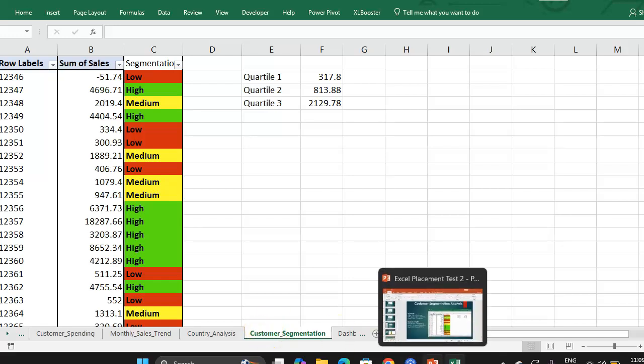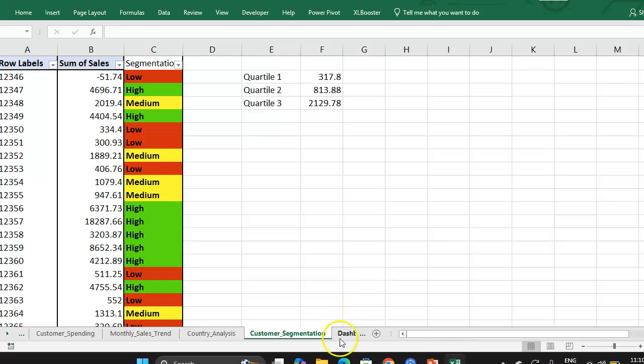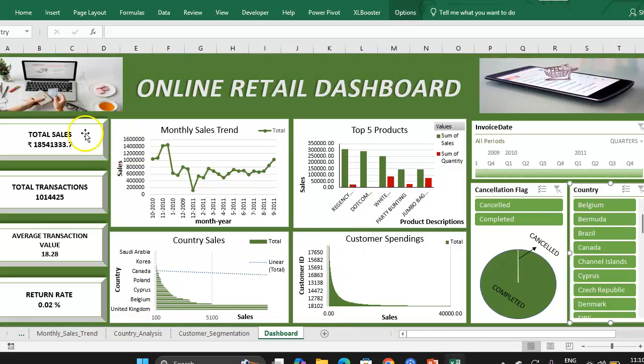Then the final dashboard. The dashboard combines all major analysis into a single view. It includes total sales, total transactions, average transaction, return rates, total sales KPI. I also added slicer for invoice date, cancellation flag and countries. User can interact with the dashboard and instantly view filtered results. This dashboard enables quick and efficient decision making.